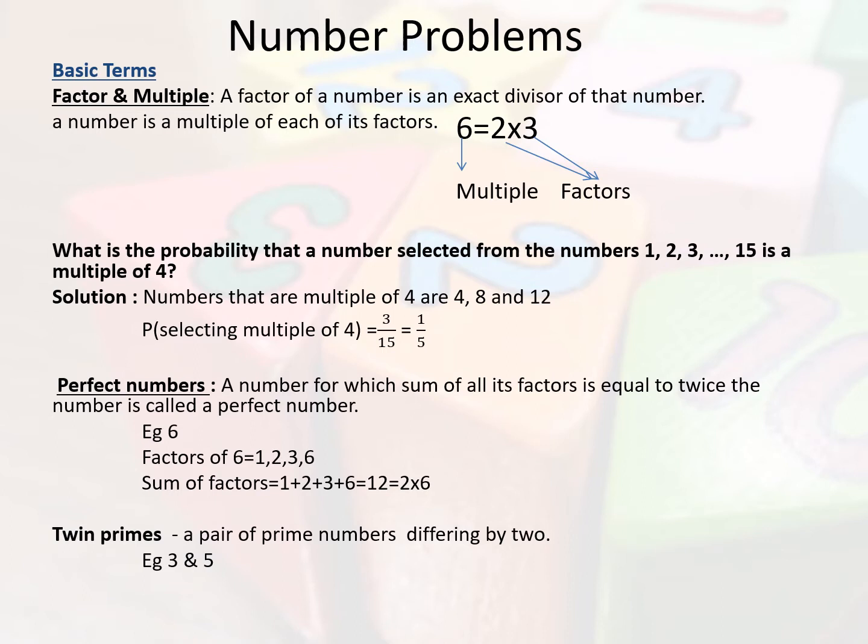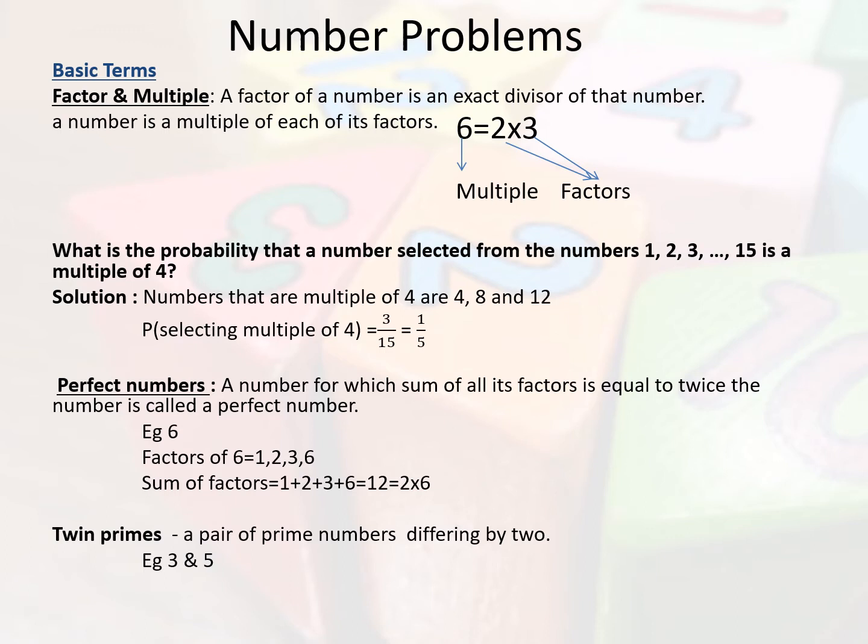Firstly, we have an important definition of factors and multiples. See, why I am giving the definitions, because these are the basics which you will require in order to understand this topic, factors and multiples. A factor of a number is an exact divisor of that number, while the number is a multiple of each of its factors. I have taken one example. Suppose we take 6, and 6 can be written as 2 into 3. That means 2 and 3 will be the factors and 6 will be the multiple of its factors 2 and 3.